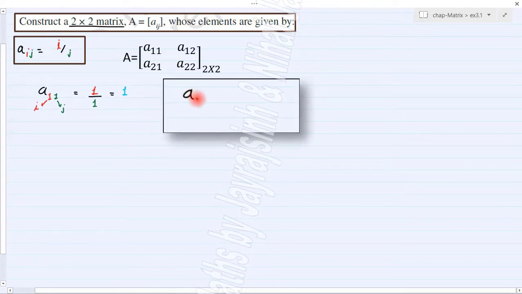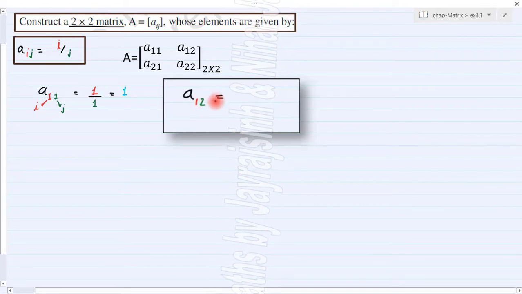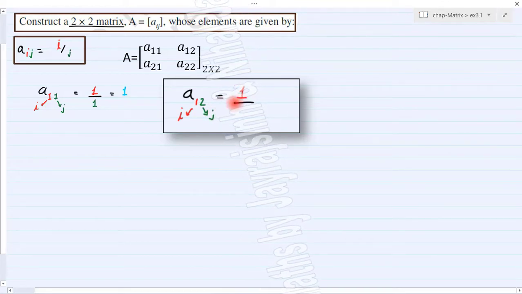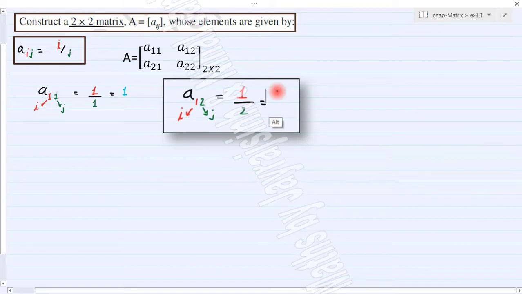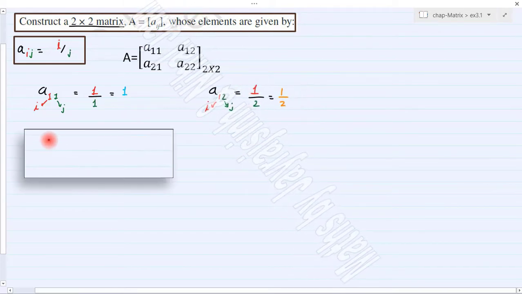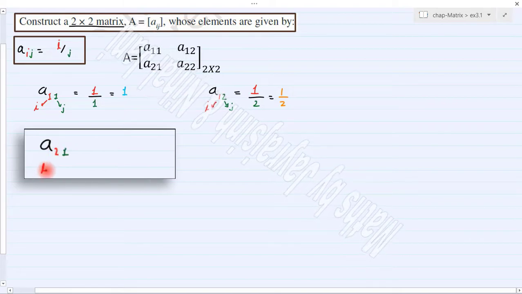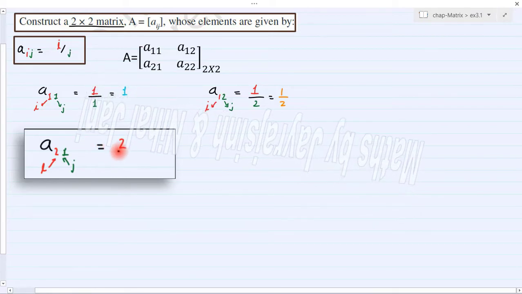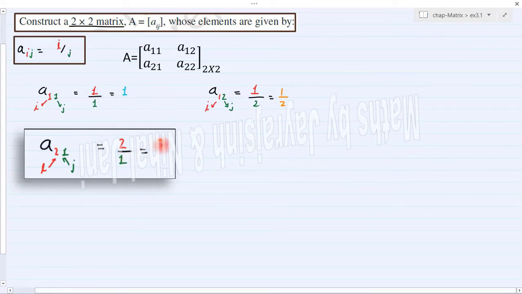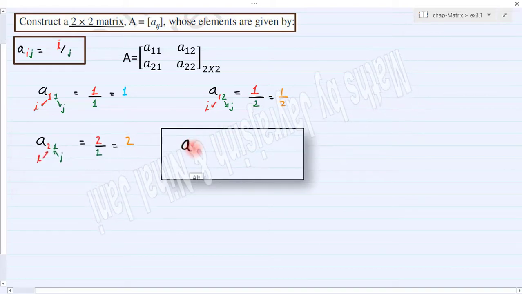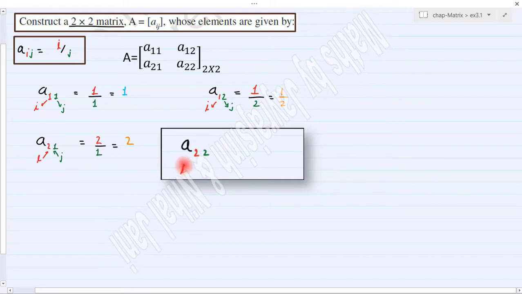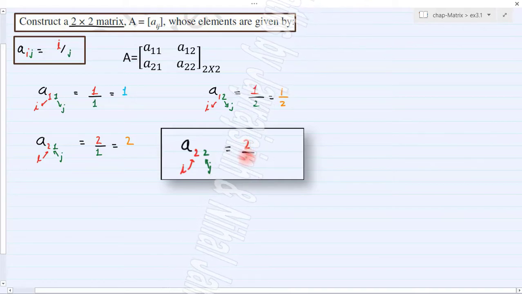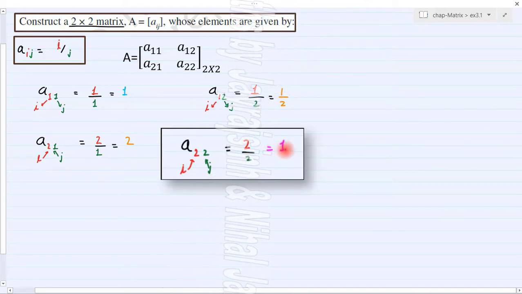Similarly, let's try to get your next element a12. Your i is 1 and j is 2. So here we'll get i by j, or we can say 1 by 2, which will be your second element. And now let's try to get a21. Here your i is 2 and j is 1. So we will get 2 by 1, or we can say your third element is 2. And finally a22, where i is 2 and j is also 2. So we will get 2 by 2, or we can say 1 is your last element.